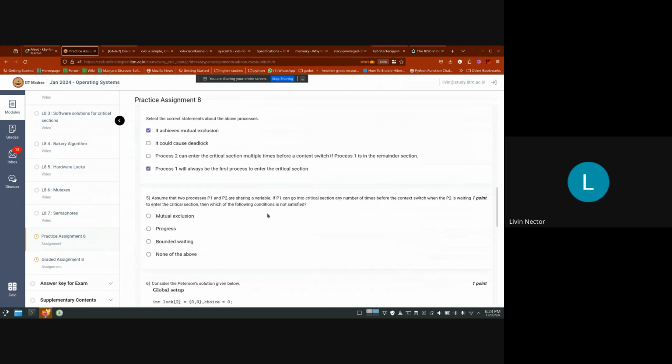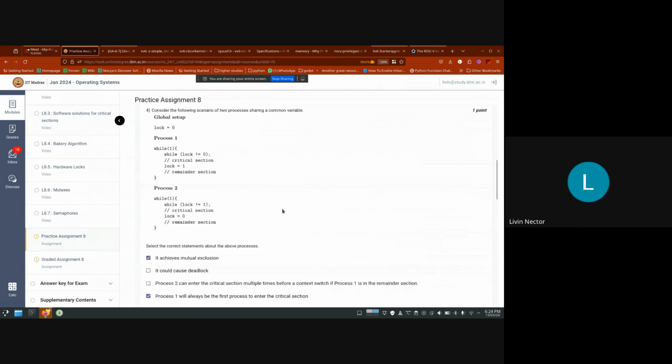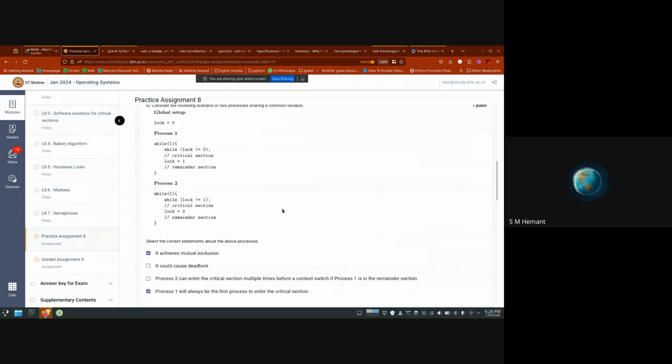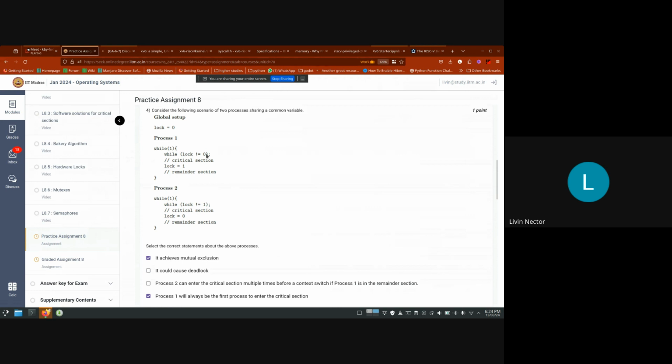And assume this question. There are two processes, P1 and P2. It will be process 2 that will enter, right? The lock is equal to 0. If lock equals 0, this will be false, right? If lock equals 0, this will be true, right? So this will be waiting here. It won't enter the critical section. Here this one line is an infinite while loop.